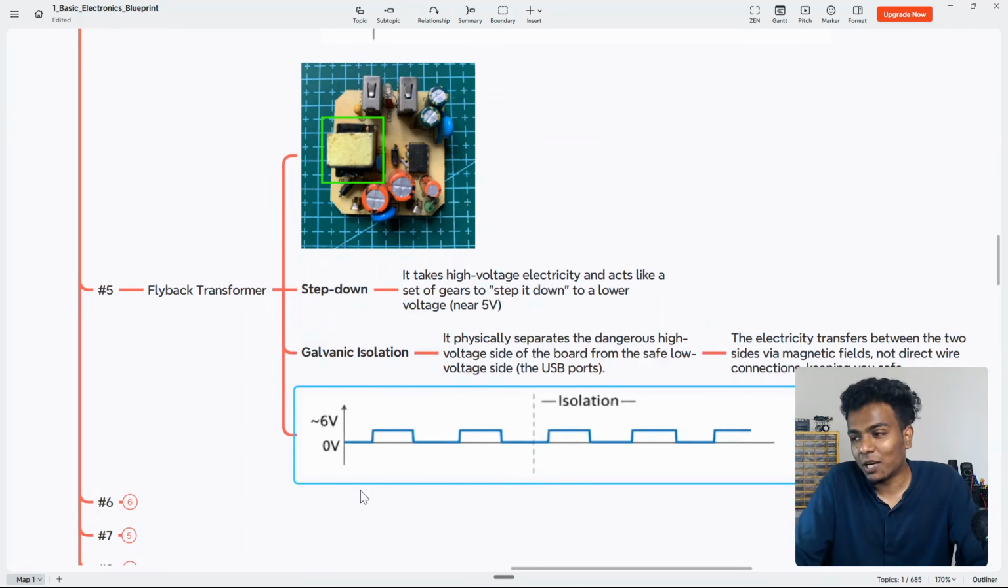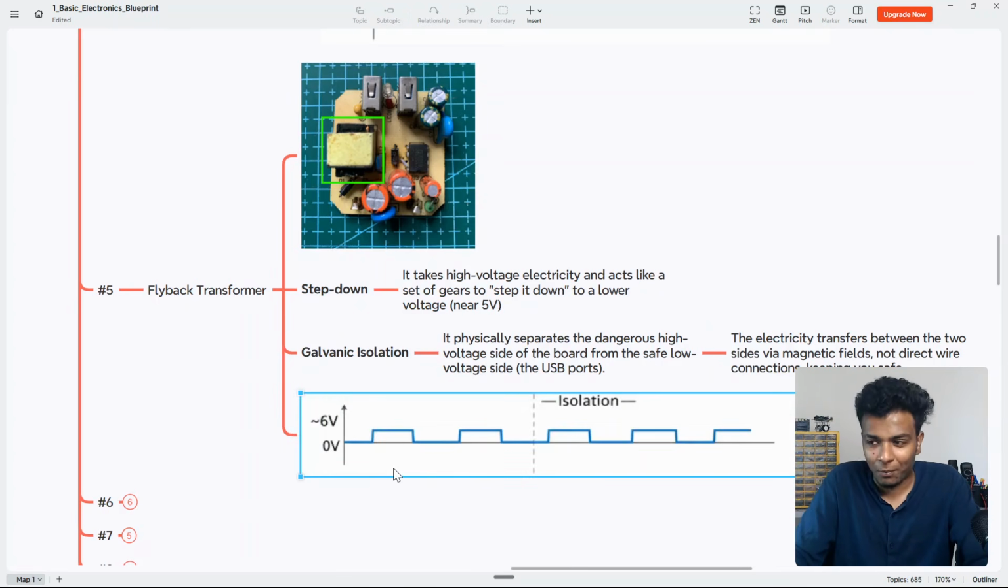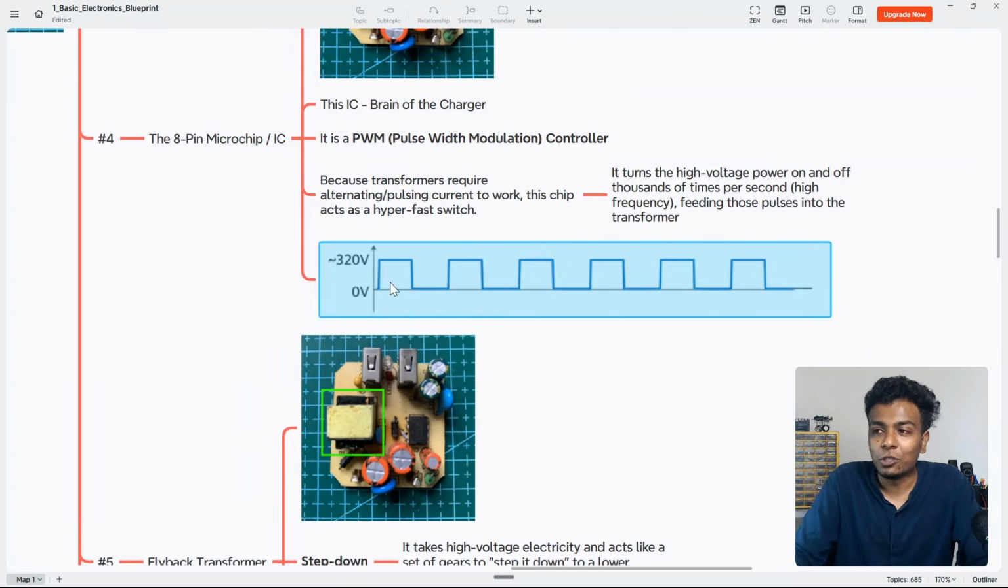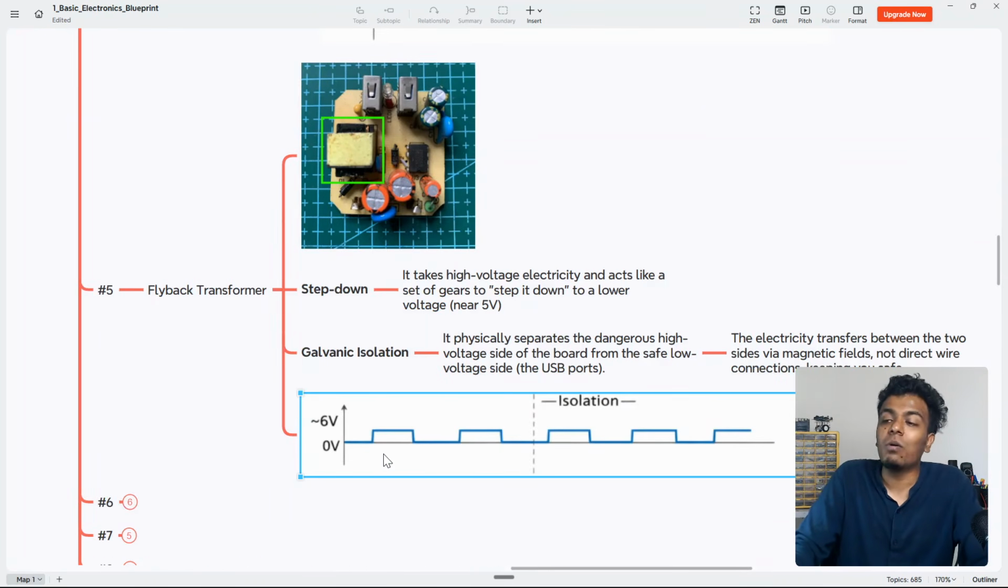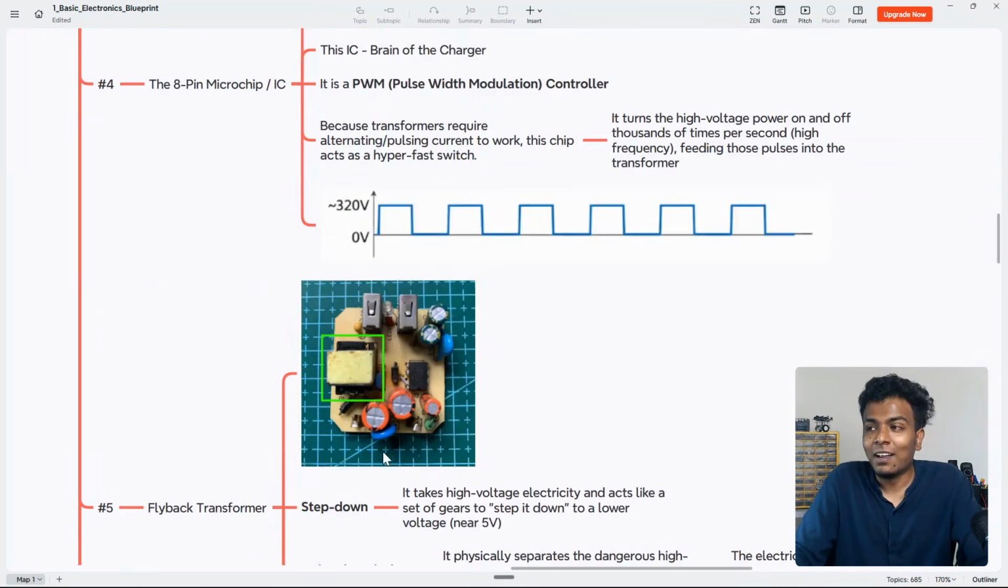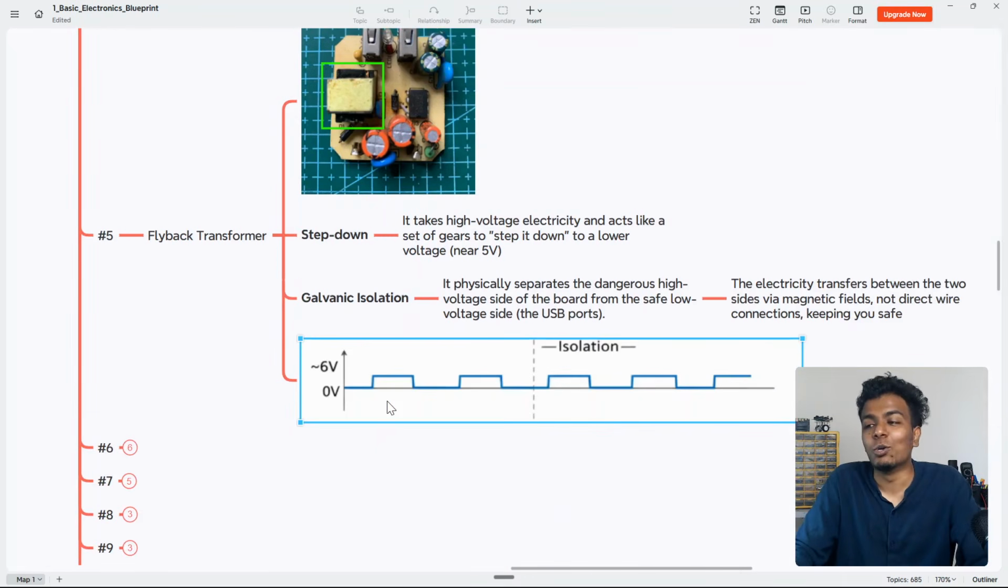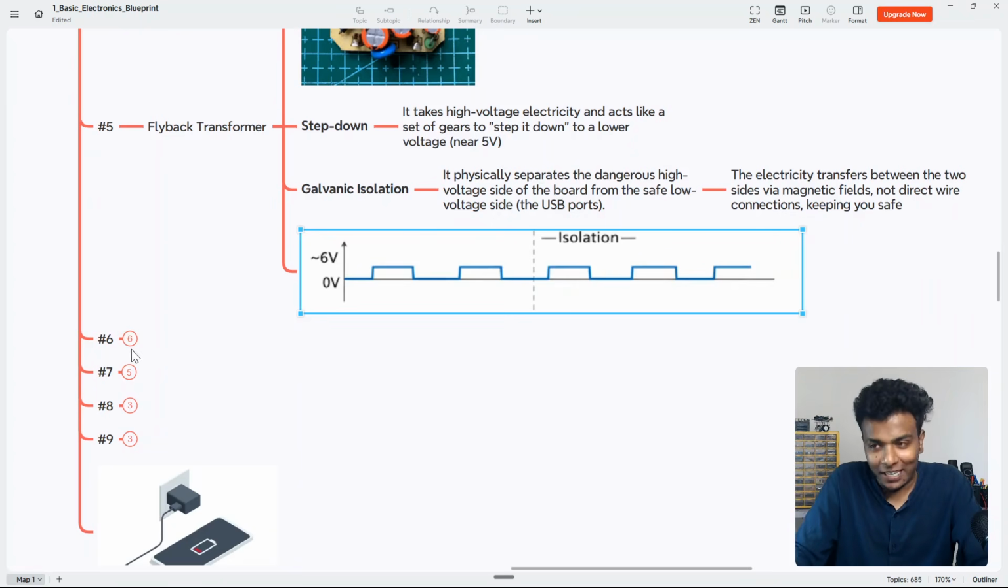And after this isolation, this is how it is going to be. Before, we used to get a 0 to 230 or 220 volt pulse, which was transmitted from the microchip. But now, after the transformer, 230 volts is stepped down into 5 volts. That's what the transformer is going to do, stepping down the voltage from 230 volts into 5 volts.